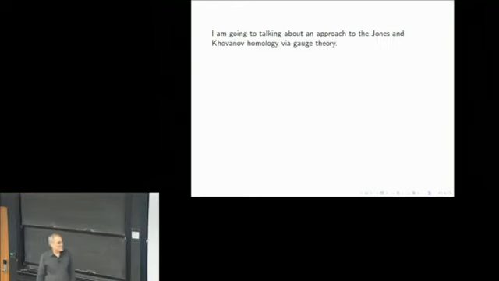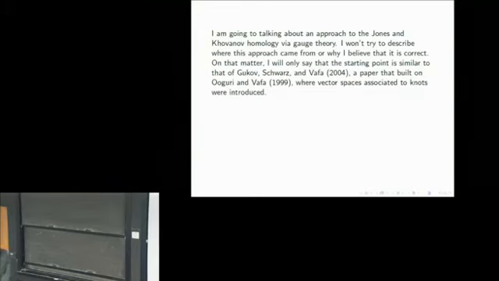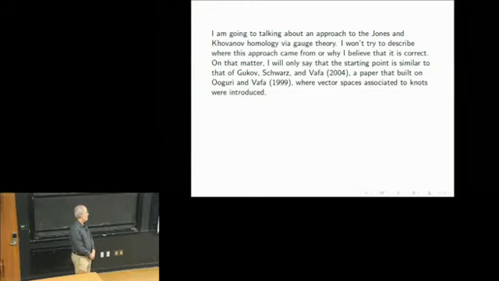Okay. So I'll be talking about an approach to Khovanov homology and the Jones polynomial via gauge theory. But today I won't try to describe where this approach came from or why I think it's true. That's actually more or less what I did a few years ago in another lecture at the Simon Center. On that matter, all I'll say is that the starting point is similar to the starting point of Gukov, Schwartz, and Vafa, who were following Ooguri and Vafa.